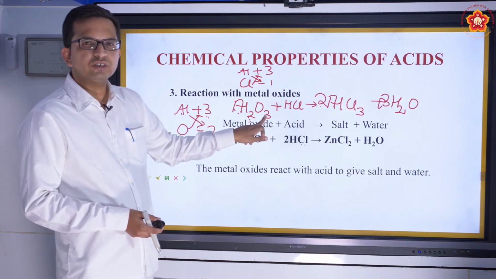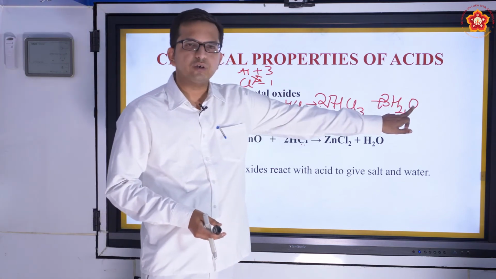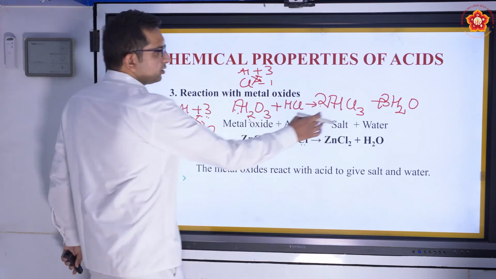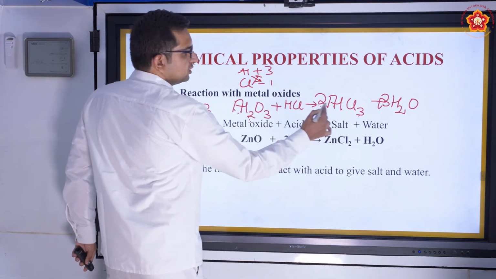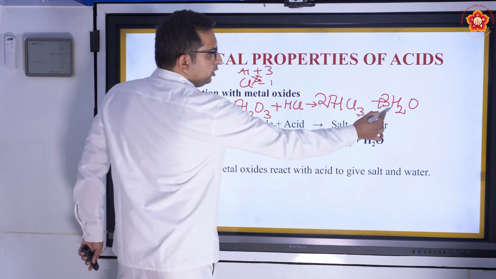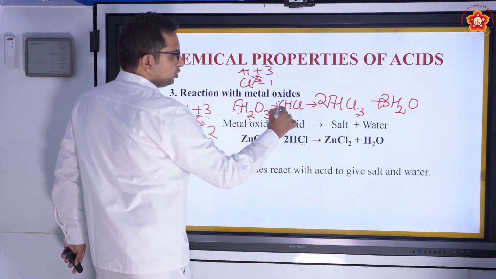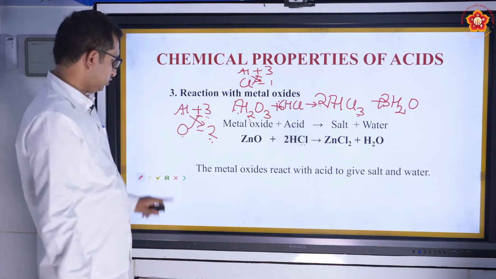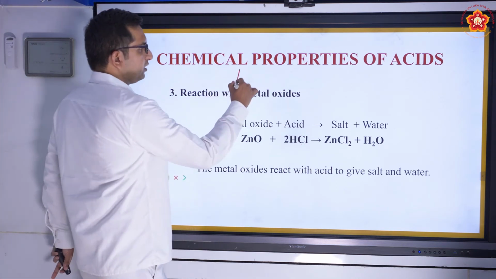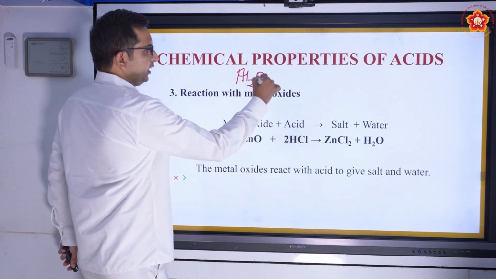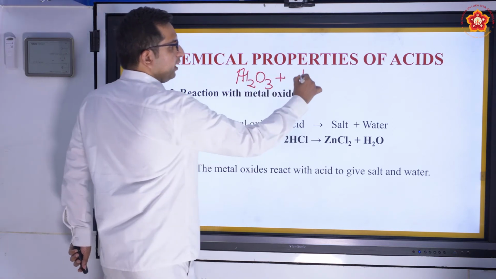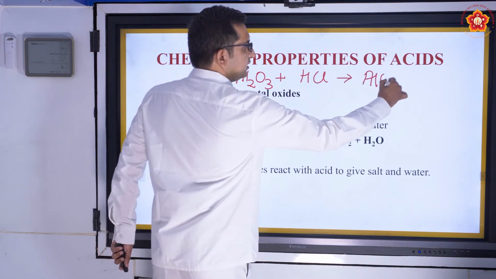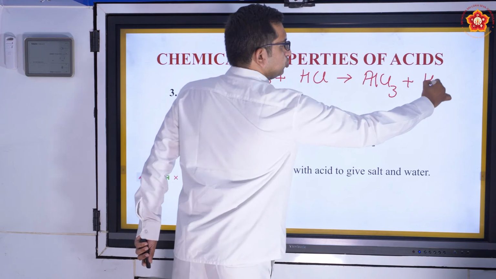Oxygen: there were 3 oxygens here, and in the H2O there was only one oxygen, so I have written it again as 3. Now what I see is that chlorine is 3 into 2, which is 6. Also hydrogen is 3 into 2, which is 6. So if I just put it as 6HCl, I can write it as a balanced chemical reaction. So if I have to write this as a balanced chemical reaction, I can write it as Al2O3 plus HCl giving rise to AlCl3 plus H2O.